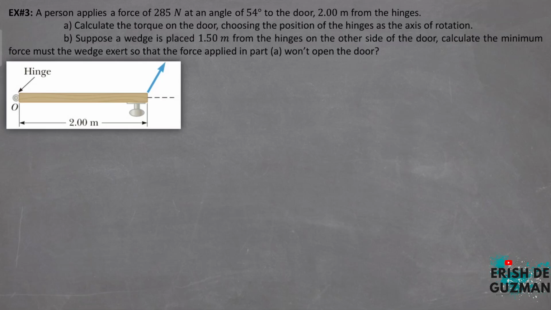So, sa part A, sa letter A, masasolve natin siya by simply substitution into the general torque equation. And sa part B naman, yung hinges, yung wedge, and the applied force all exert torques on the door. The door doesn't open, so yung sum ng lahat ng torques na yun must be 0, a condition that can be used to find the force ng wedge. So, let's start with letter A.